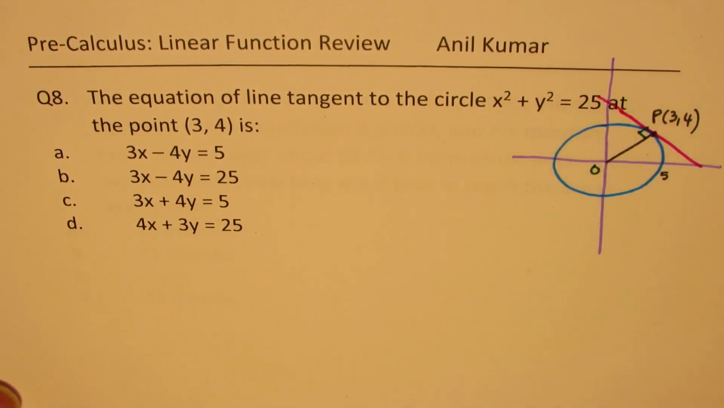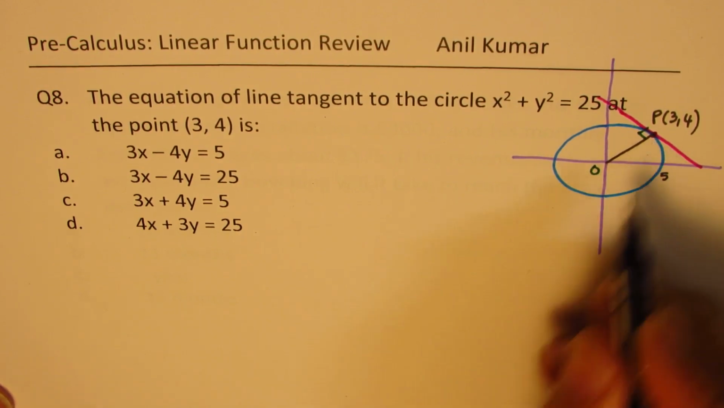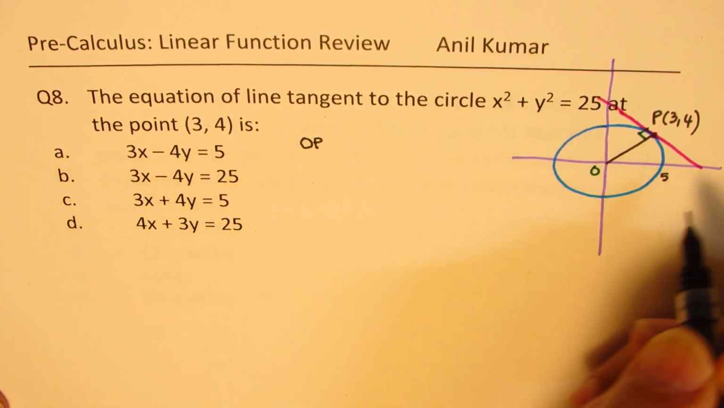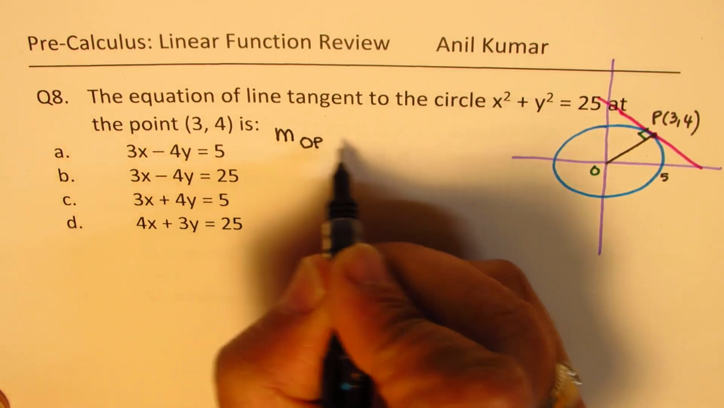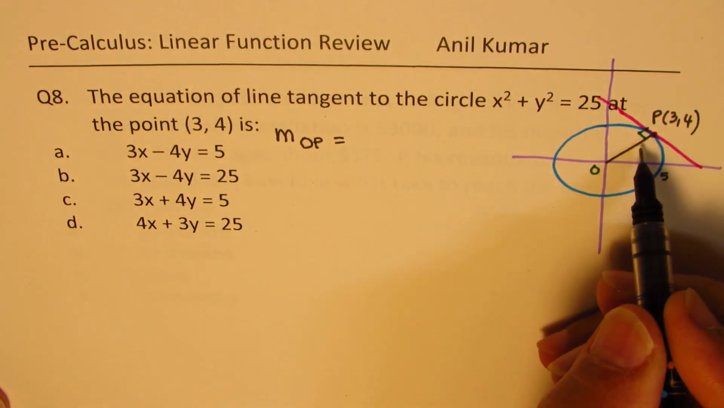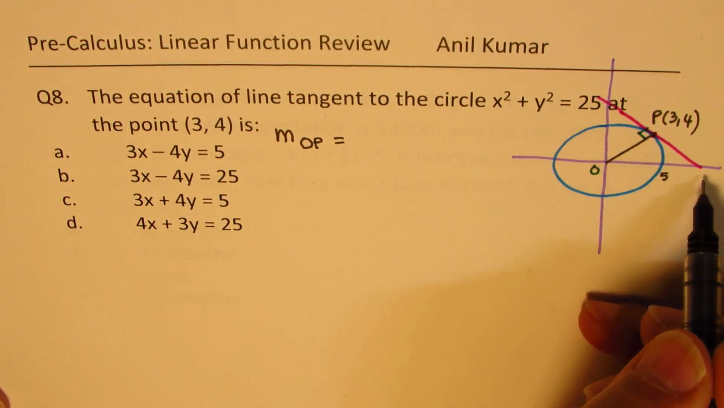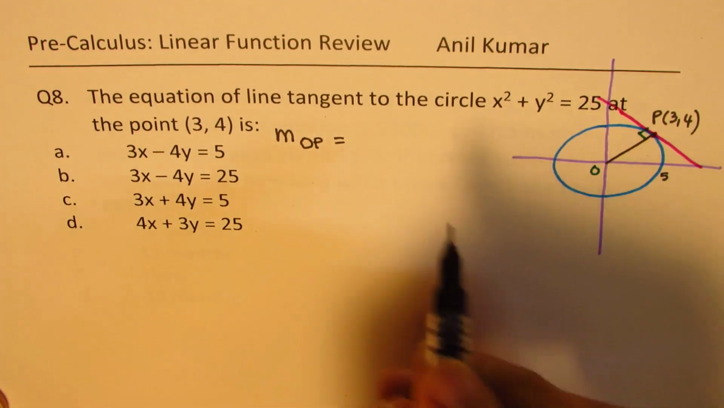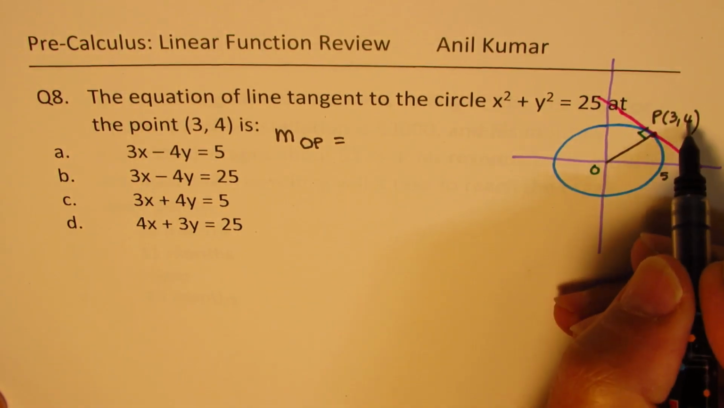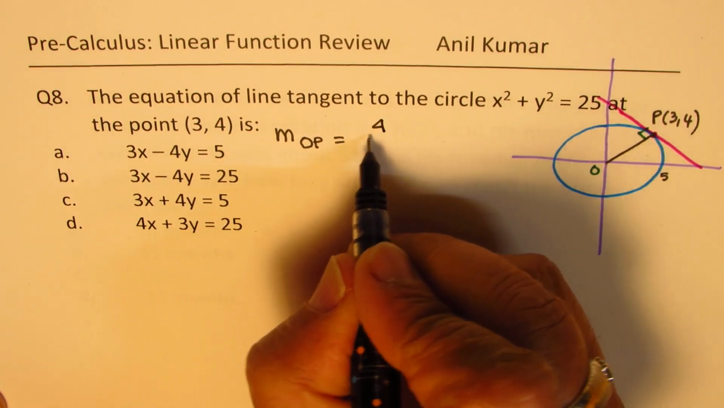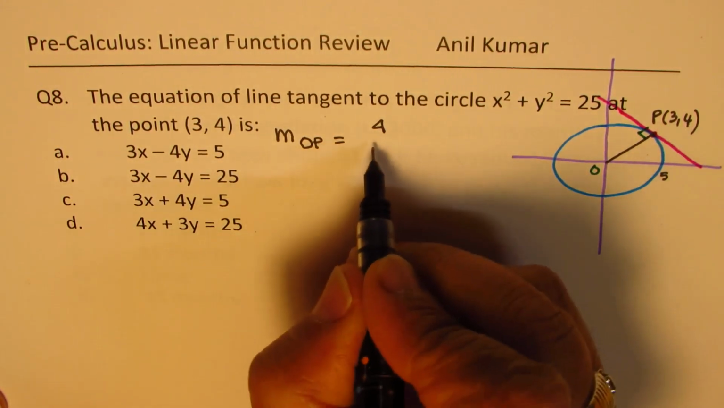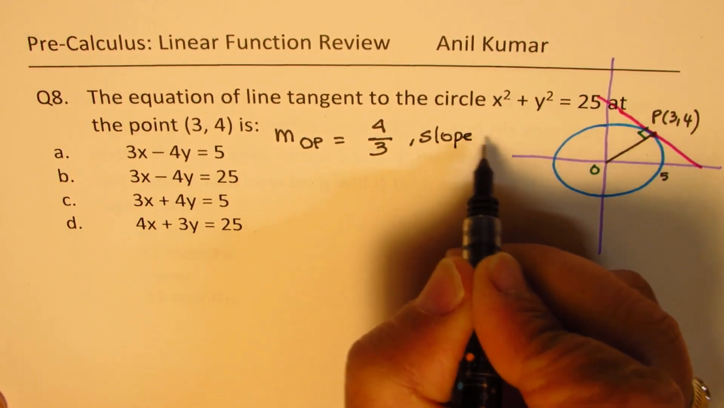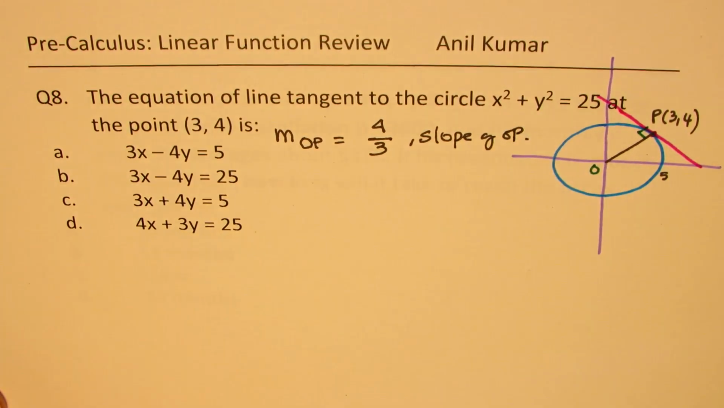So what we will do here is find the slope O to P, that means m of OP, right? And that slope will be at right angles to the slope of the tangent line, right? So the slope of OP, this is the origin (0, 0), right? So it is 4 over 3. Change in y value over change in x value. That is the slope of OP. Is that clear to you?